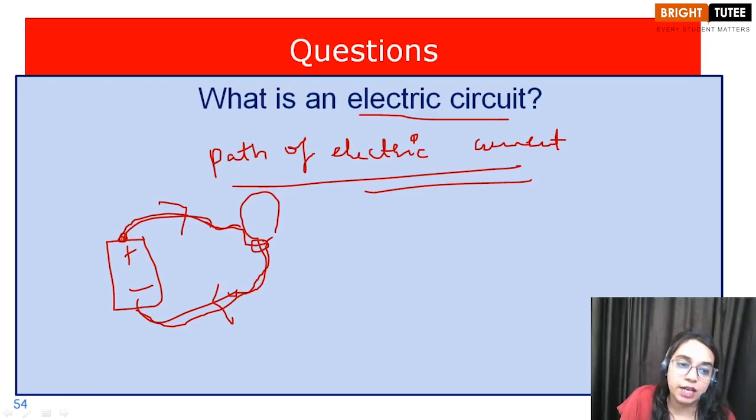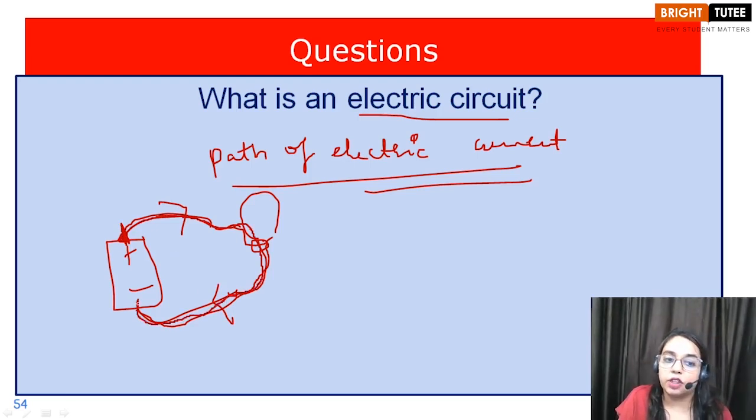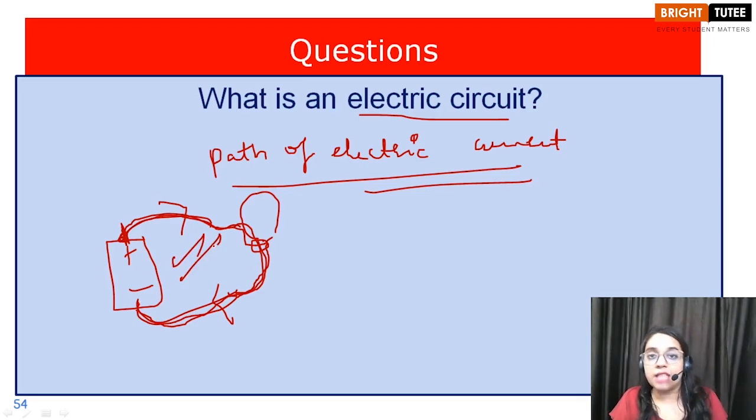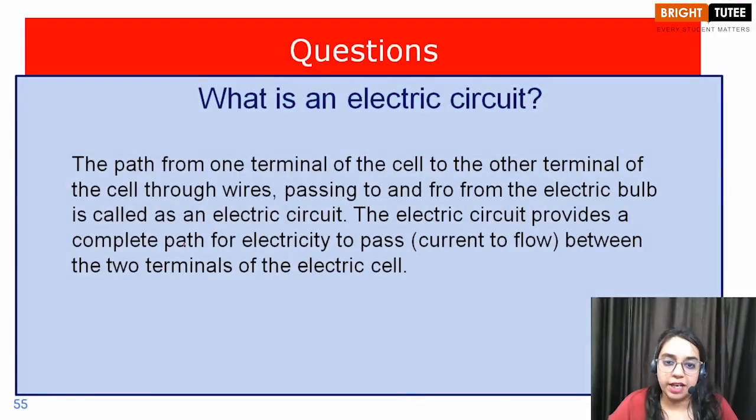So you can observe that current flows from the positive terminal of the cell, it passes through the bulb, then it finally reaches the negative terminal, right children? So there is no break in the path, and we say that the circuit is complete, and this path of electric current is known as an electric circuit. Okay, let's move to the next question.